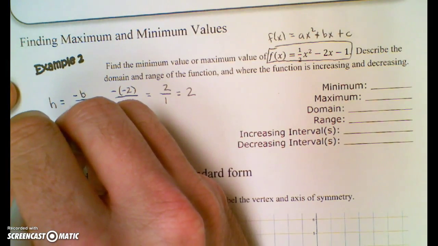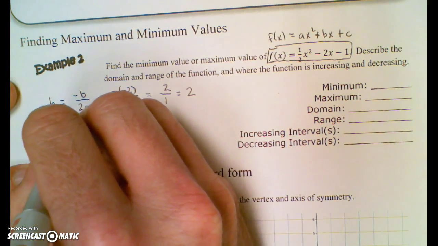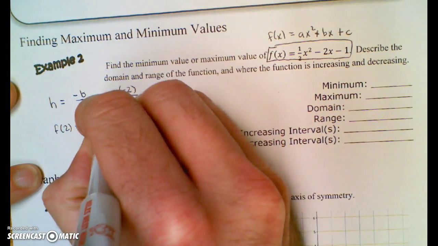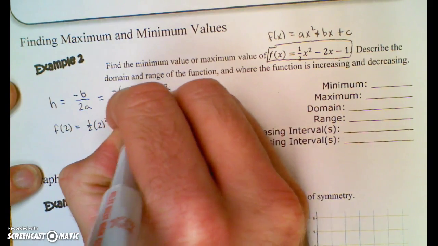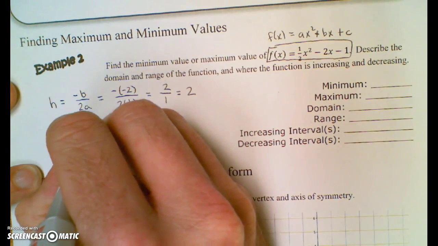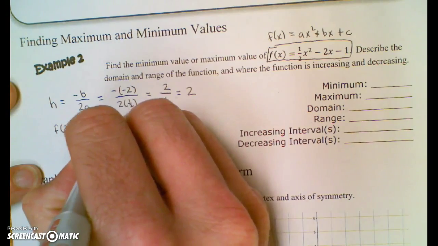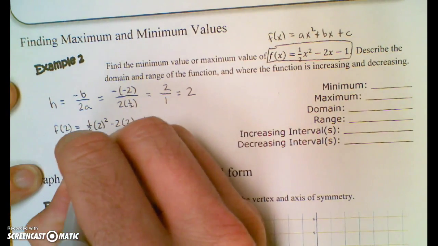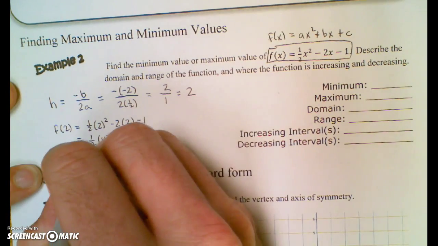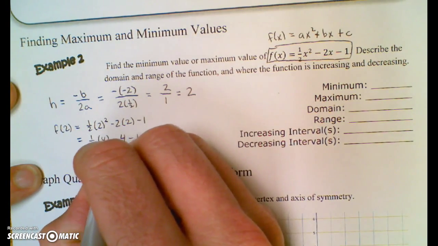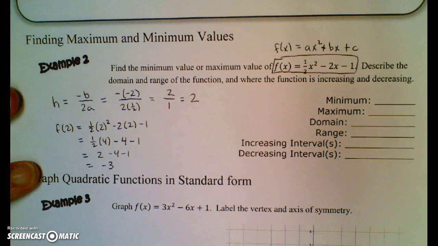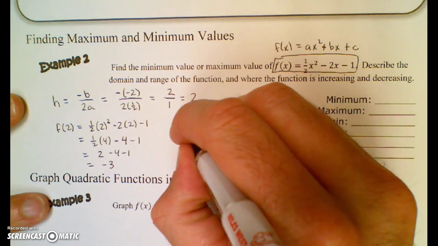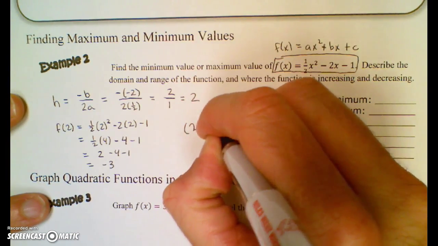I can plug that into the function and find the y value, which I need for the minimum or the maximum point. So I'm just plugging in 2 for all the x values. 2 squared is 4, remember order of operations. 1/2 of 4 is 2. 2 minus 4 minus 1 is -3. So what I've done right now is I've been able to find the vertex, which is at 2, -3.